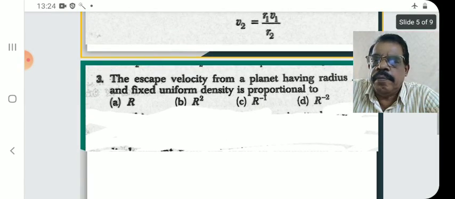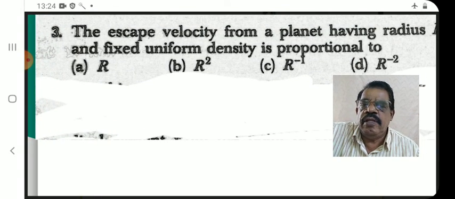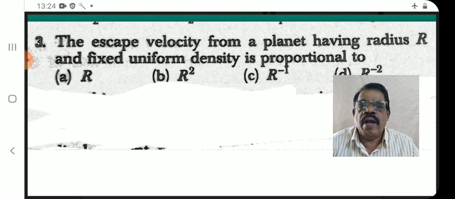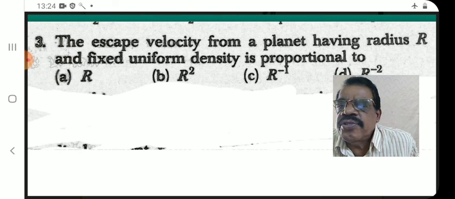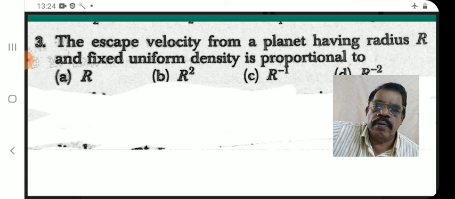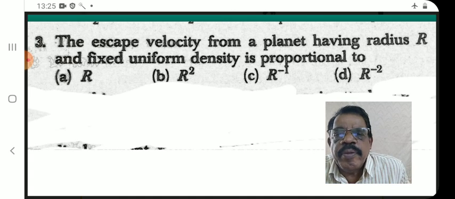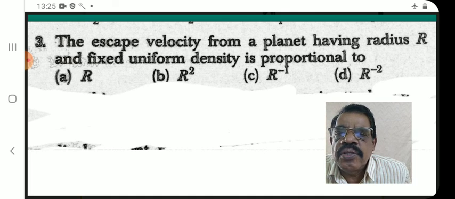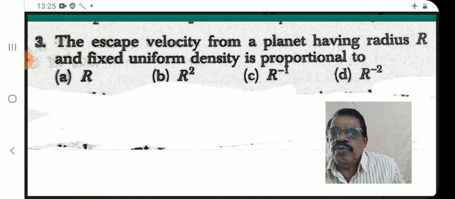Next question. The escape velocity from a planet having radius r and fixed uniform density is proportional to: a) r, b) r square, c) r raised to minus 1, d) r raised to minus 2.